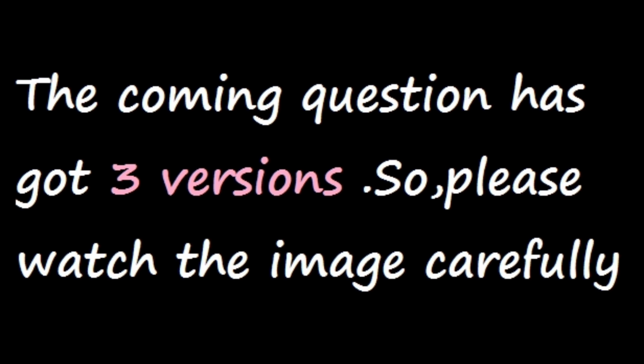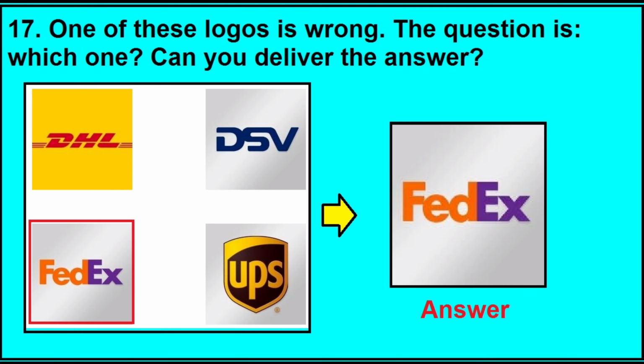Now this coming question has three different versions or types, so you need to watch the image very carefully. And this is just like the previous question, only one image is different and you must choose this. For example, in version 1 you can see, if you find this sort of image, then the correct answer is this FedEx one. So you need to see the image very carefully with full details, don't rush, okay.